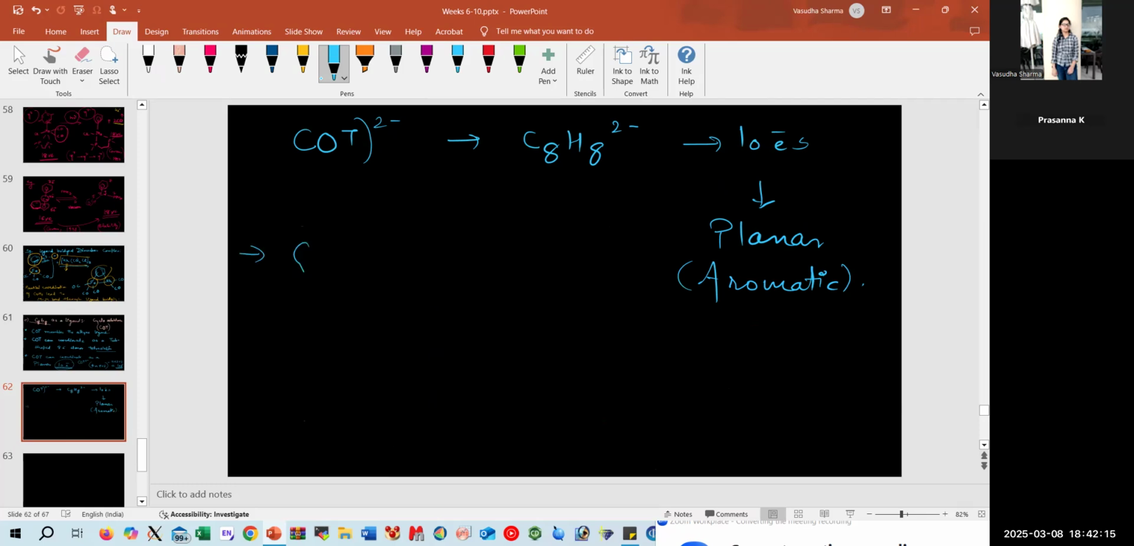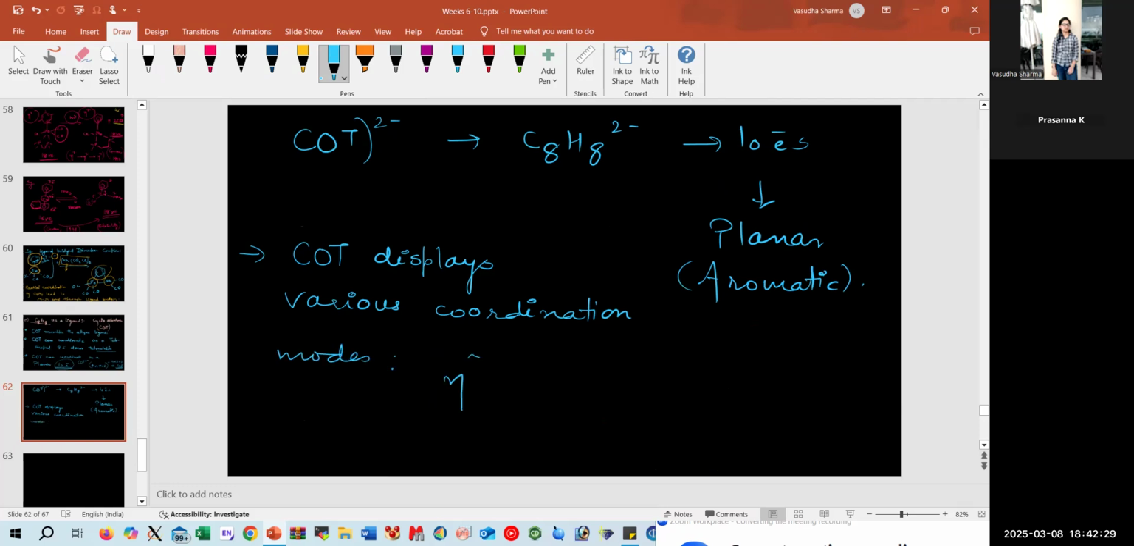Another feature is COT displays various coordination modes, meaning the hapticity. So it can bind as eta 2, it can bind as eta 4, eta 6, and eta 8. There are a total number of 8 carbons, so it can go in an even number wise.